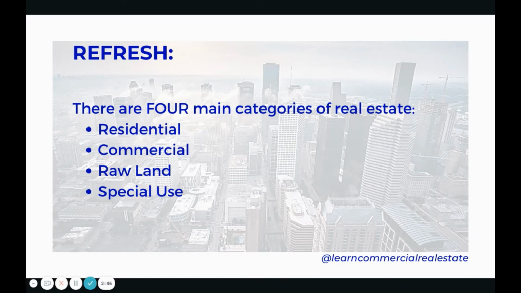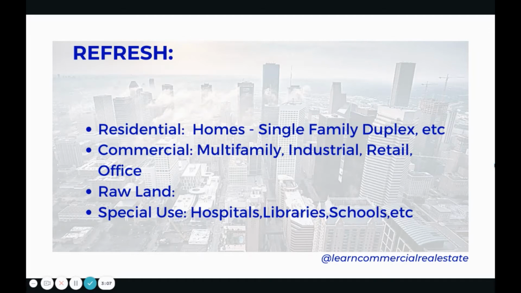Residential is where people live. That's the homes, condos. Commercial is for business purposes. Raw land is just what it is, raw land. You know, Mark Twain said, buy land, they aren't making any more of it. And then we have special use. Let's give you some examples.